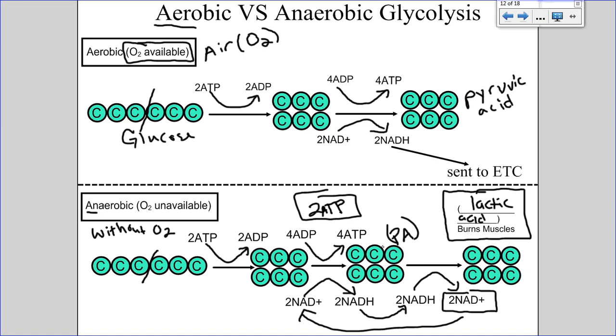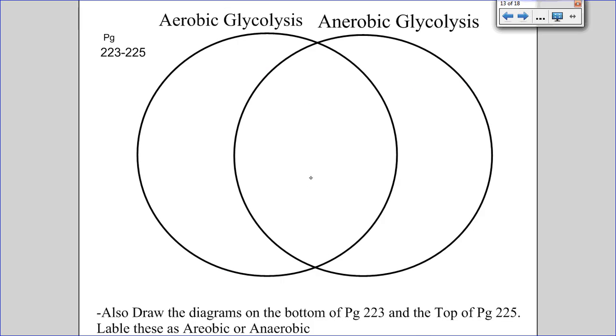Pyruvic acid is broken down, and is therefore not stored, so it doesn't affect your muscles. Whereas lactic acid is not broken down, and it stays in the muscles and creates a burning sensation. So this is lactic acid fermentation as an example of anaerobic respiration. We'll take a look at this in class, so don't worry about this just yet.